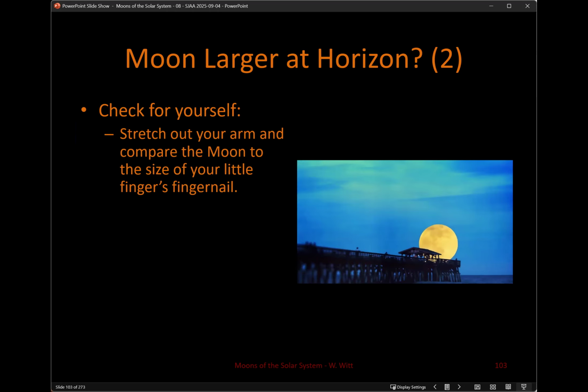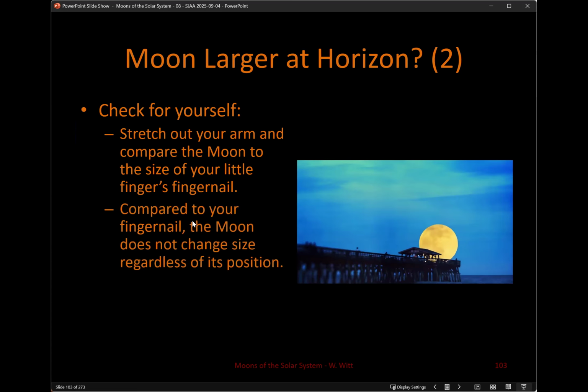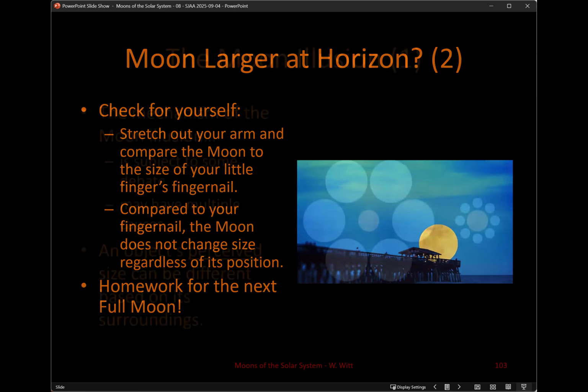And you'll see that the moon size is the same compared to your fingernail, regardless of whether it's over the horizon or overhead. Okay. So it will not change, the moon doesn't really change size regardless of its position, right? And this is homework for the next full moon, which is actually just in a few days. So you can do that check very soon.